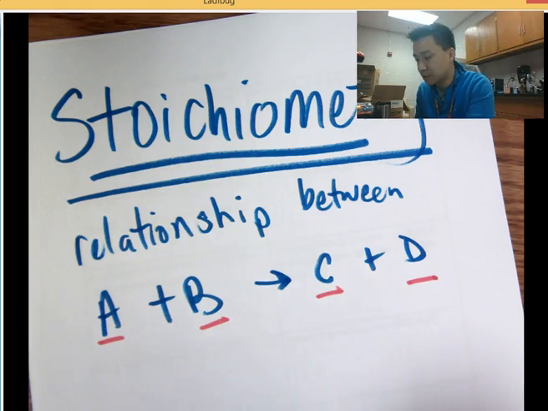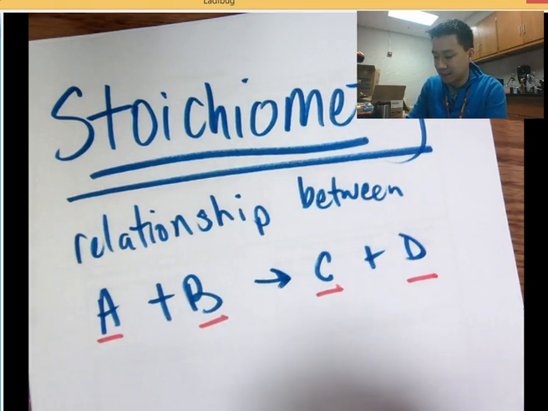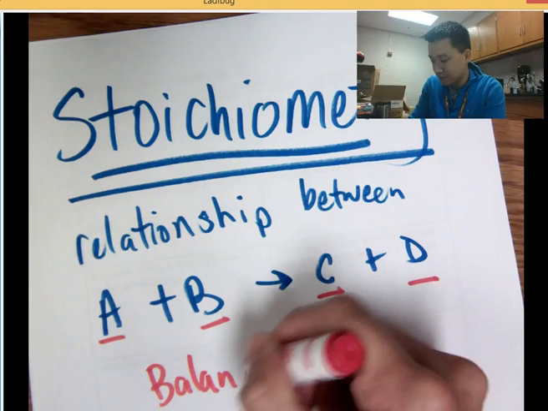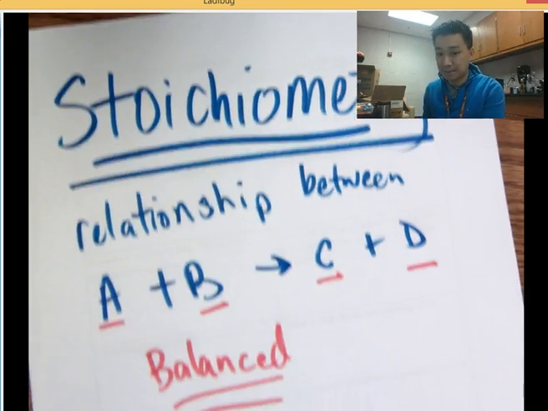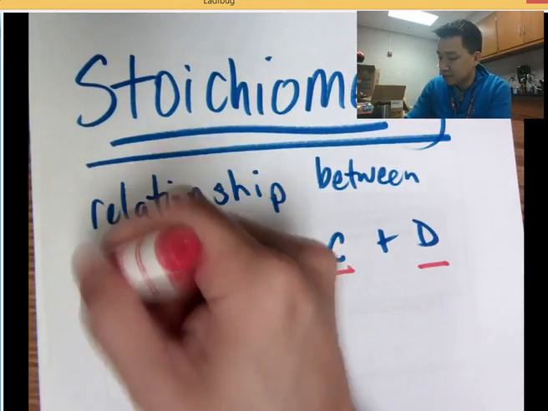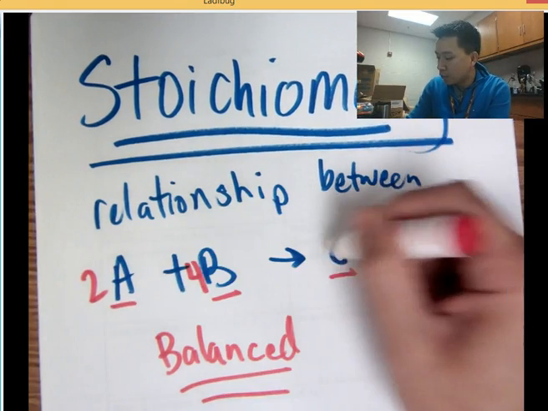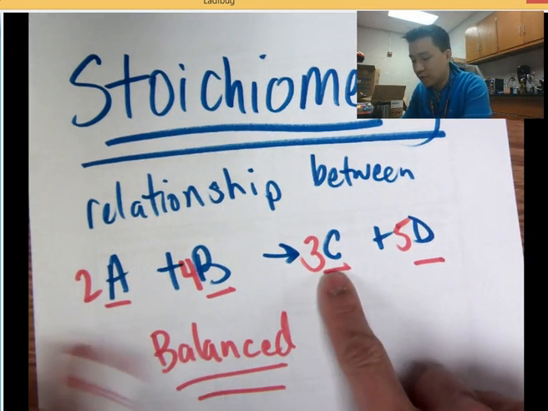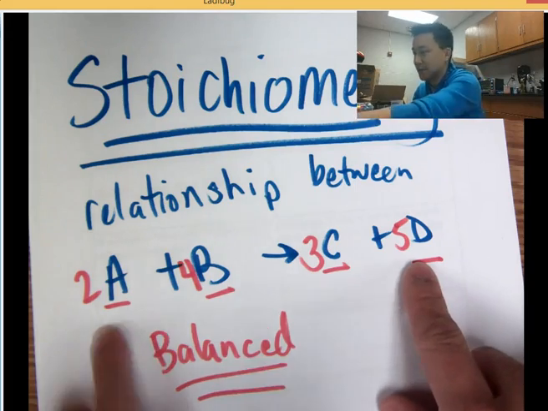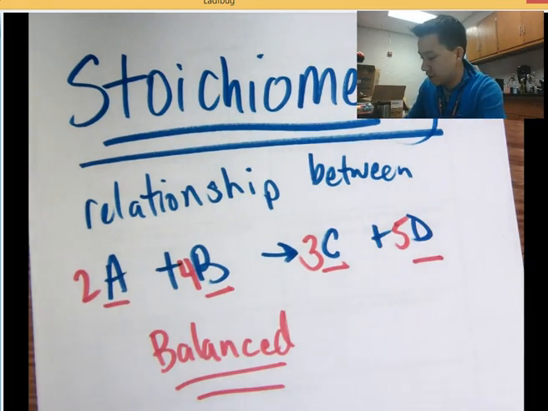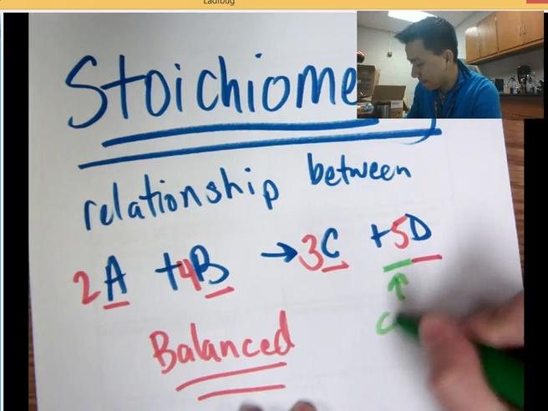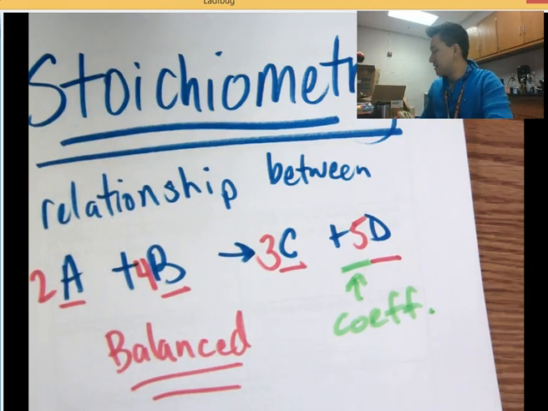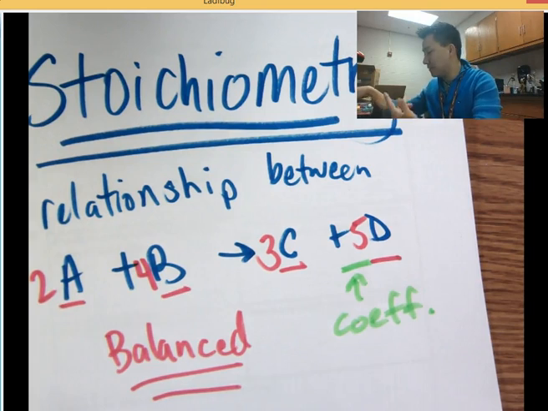And in order to compare the relationship, we have to have a balanced chemical equation. Okay, it has to be balanced. That is why we need to know how to balance it. Let's say this is 2, 4, 3, 5, for example. These numbers in front are coefficients, and they tell us the number of moles. So this coefficient here tells us that that is 5 moles of D, right? 5 moles of D.